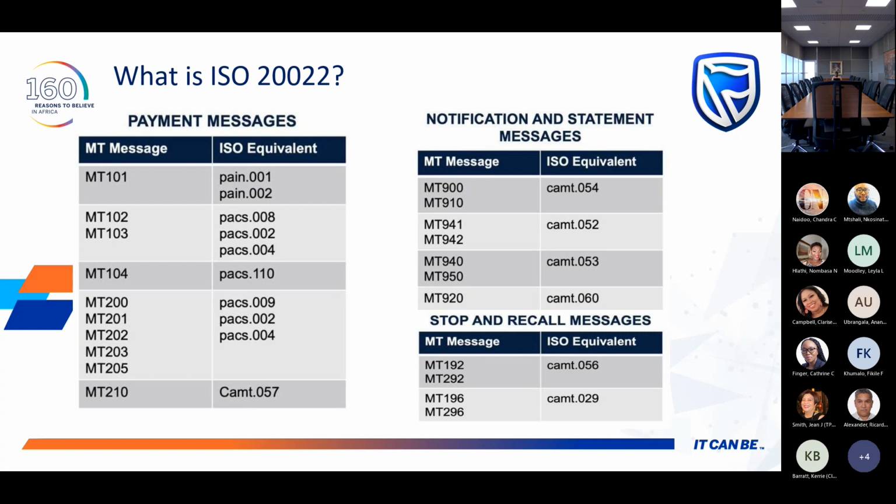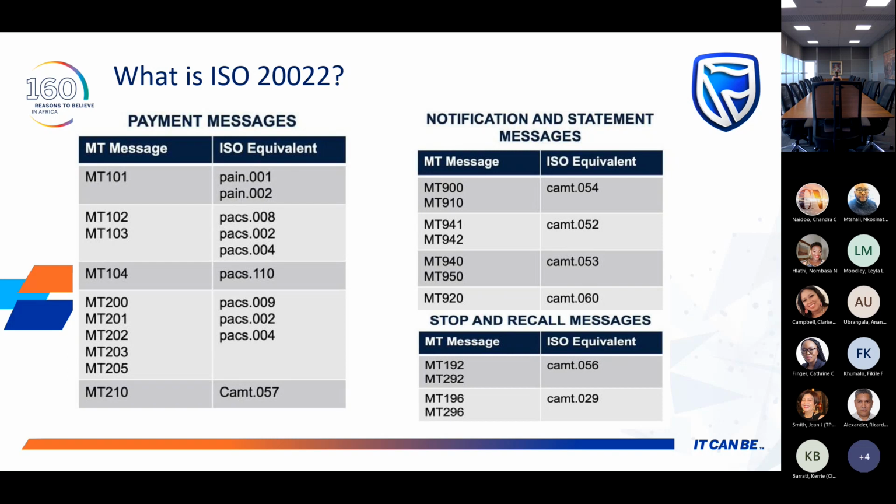The 202s are now called PACS messages. These are payment clearing and settlement messages, because they deal with the movement of funds. And now they are called the PACS messages.